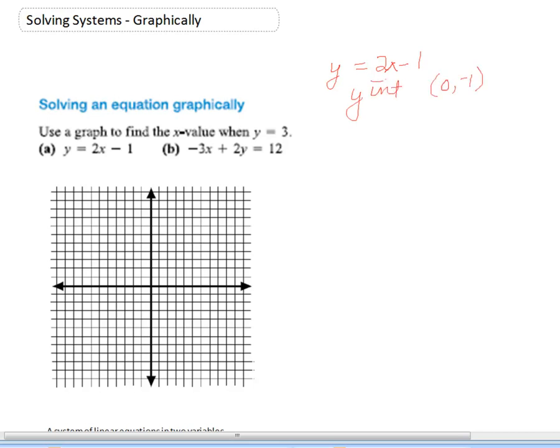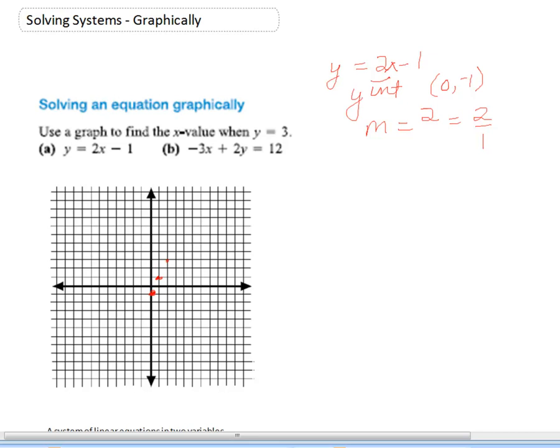So this line is already in slope-intercept form, so we know that the y-intercept is -1, and the slope, which is the coefficient of the x, is 2, or 2 over 1. So we come over to our graph paper, and we're going to graph (0, -1), our y-intercept, to be our starting point. And from there, we're going to use the slope to get another point.